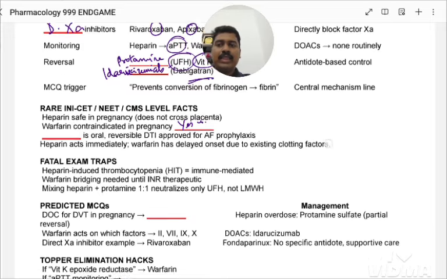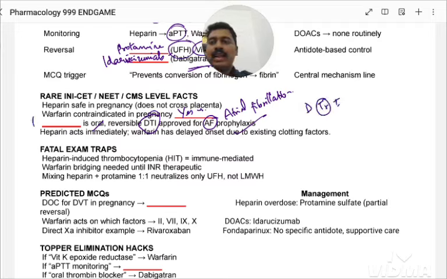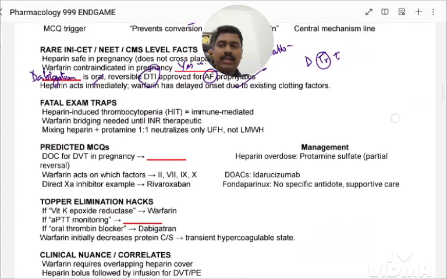Okay, next, dash is an oral reversible direct thrombin inhibitor approved for atrial fibrillation prophylaxis. Okay, AF is atrial fibrillation. Yes, so direct thrombin inhibitors, I told you thrombin means TR, so which is that? Dabigatran. Okay, dabigatran.